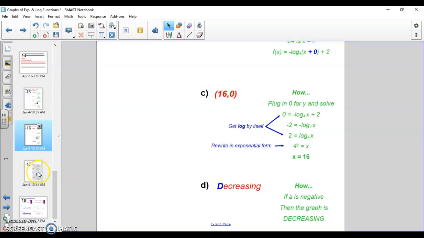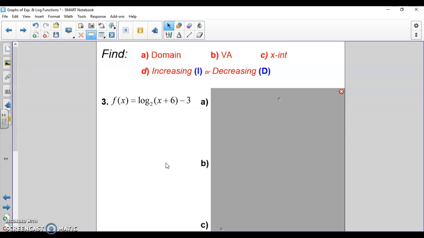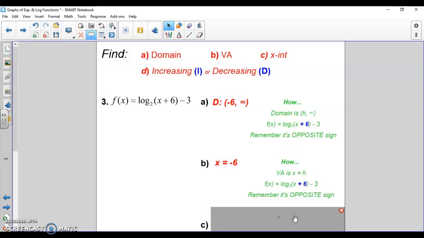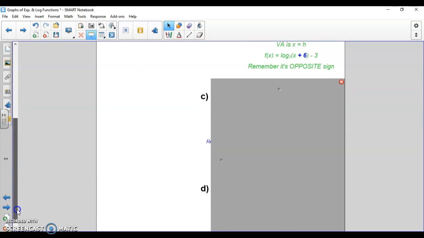I got one more example of this and then some matching. Most we'll have going on, period. So we got this, a little bit of everything. Domain, negative 6 to infinity. Remember, opposite sign. Opposite sign's the key part. Same deal here, same reason. Told you those are going to be the same. You got domain, you technically have vertical asymptote as well.